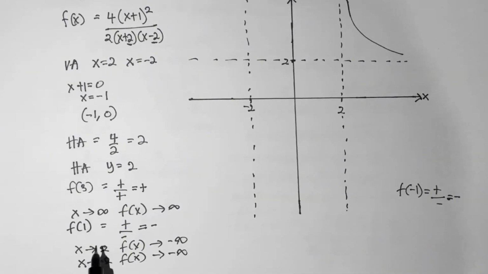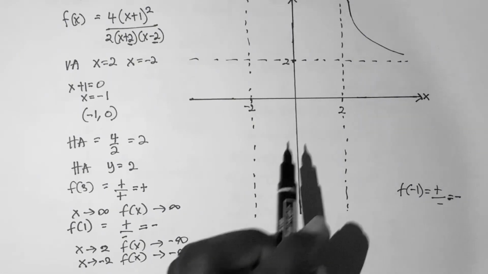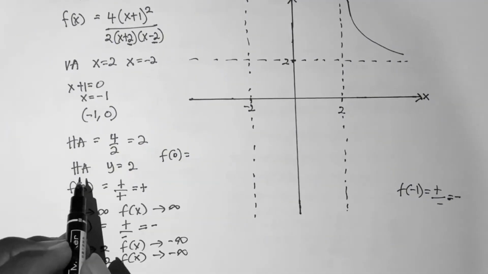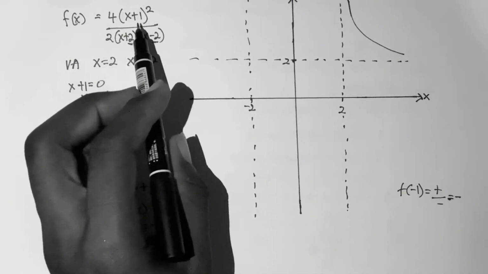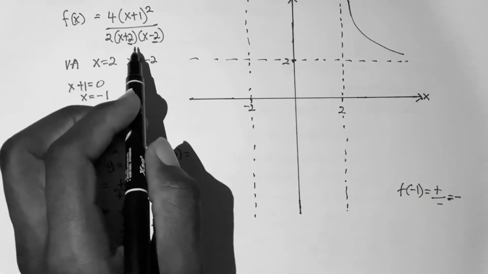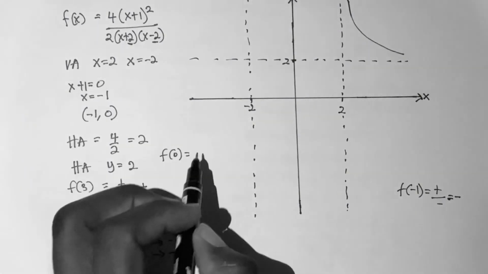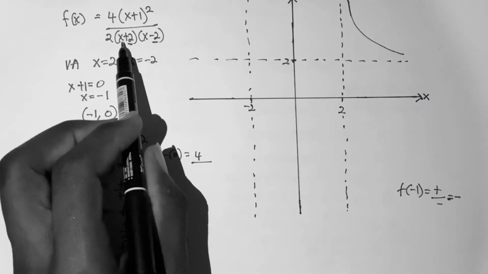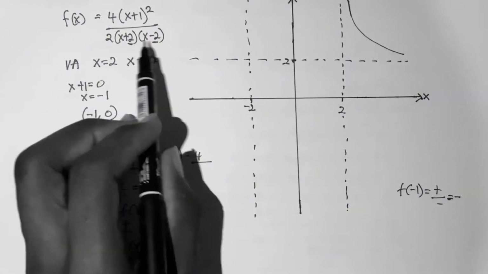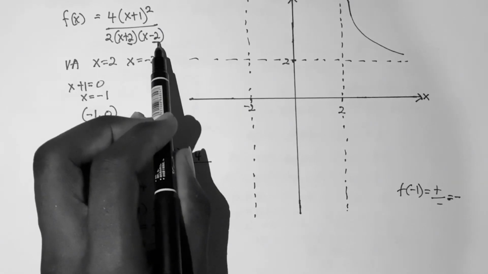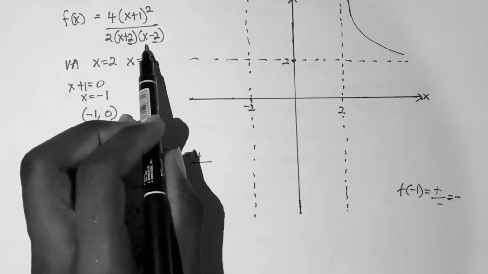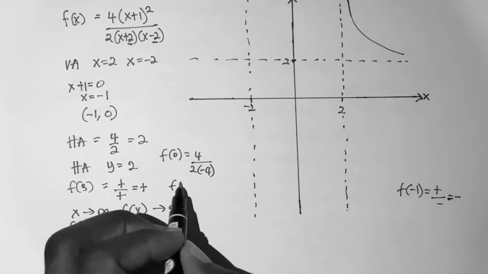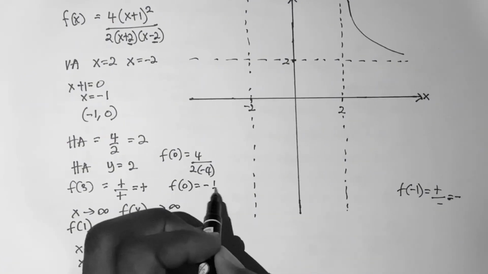What is the y-intercept? The y-intercept is just f of 0. So f of 0, what will it give us? If we put 0 here, we are going to get 0 plus 1 is 1. 1 squared is 1. 1 times 4 is 4. So 4 divided by 2 times 0 plus 2 is 2. Then 0 plus 0 minus 2 is minus 2. 2 times minus 2 is minus 4. So 2 times minus 4. So at the end of the day, we are going to get f of 0 as minus 1 over 2.